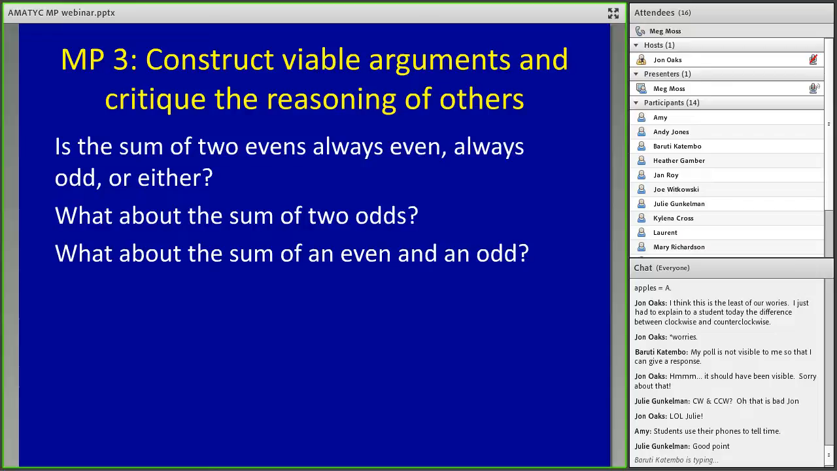This is a great type of question. This relates back to the definition of even numbers we were talking about earlier. Okay? Is the sum of two evens always even, always odd, or either? What about the sum of two odds? What about the sum of an even and an odd?